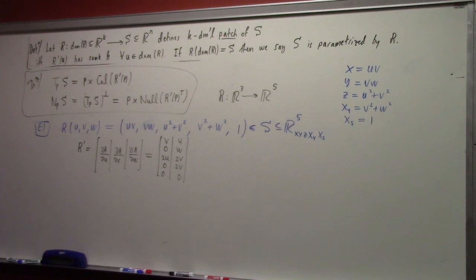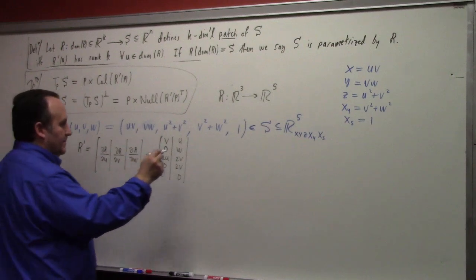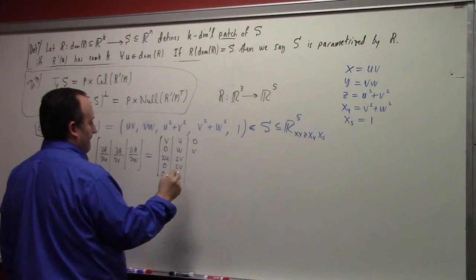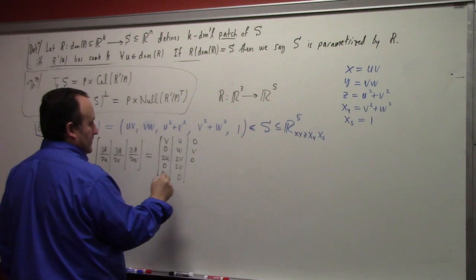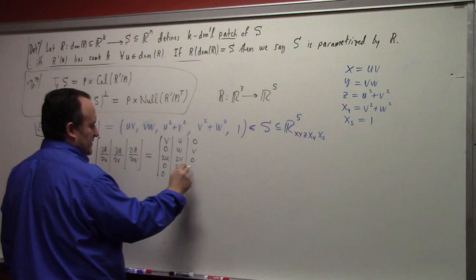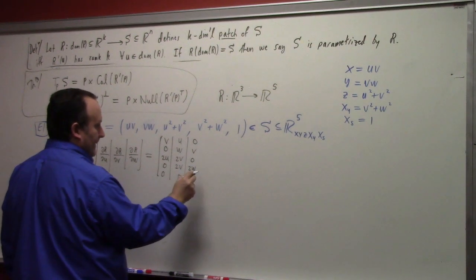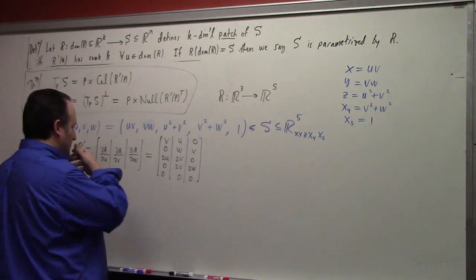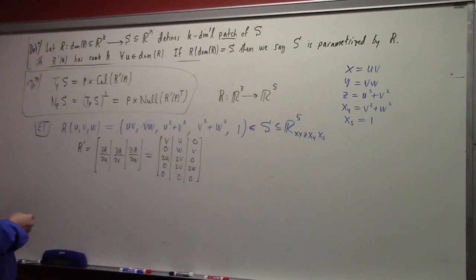And then partial r, partial w, I get myself a 0, a v, a 0, and a 2w, and a 0. So there's the Jacobian of this thing.